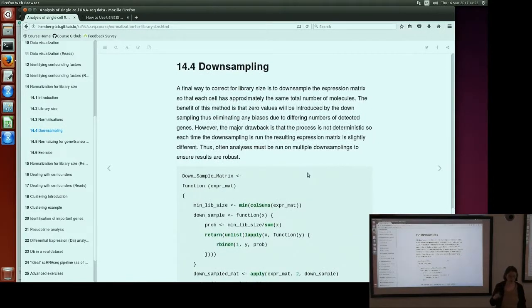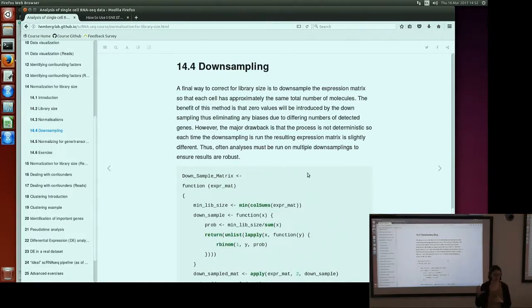Now we're not going to be dividing by a normalization factor. Instead, we calculate the library size of each cell, find the smallest one, and then downsample all of the other cells randomly so that the total counts are the same as that smallest library. The benefit of this is that it will eliminate biases due to different numbers of genes detected.